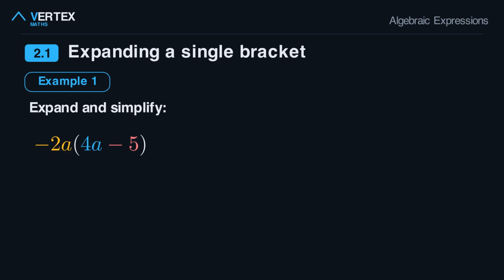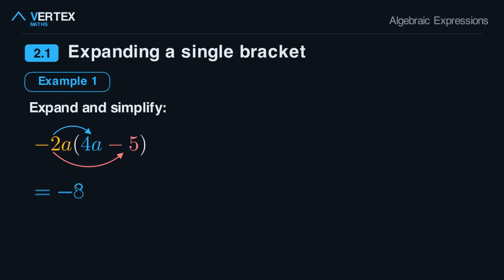To expand a single bracket, we multiply the term outside by every single term inside. Here we have minus 2a multiplied by the bracket 4a minus 5. The arrows show that minus 2a needs to multiply both 4a and minus 5 separately. First, minus 2a times 4a.